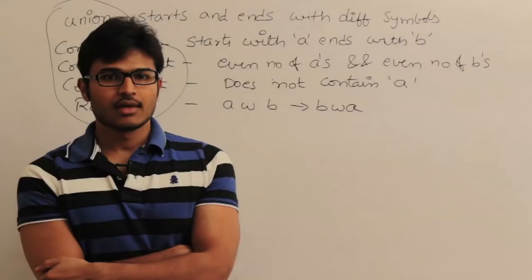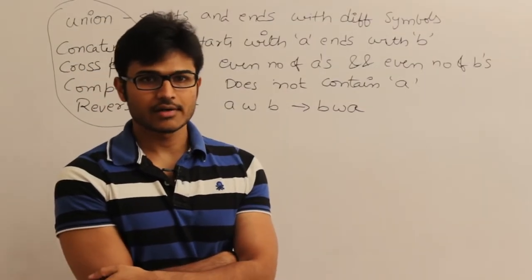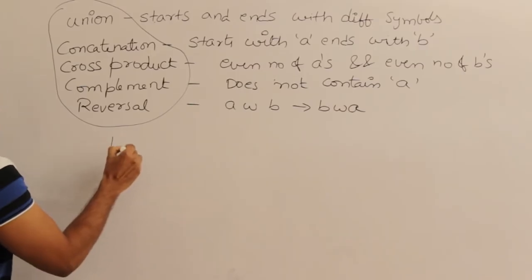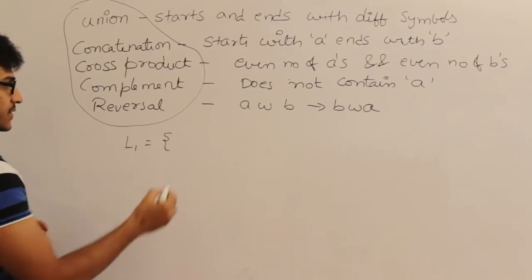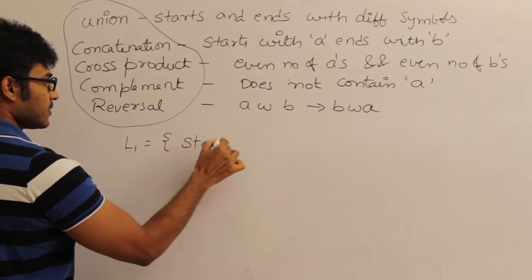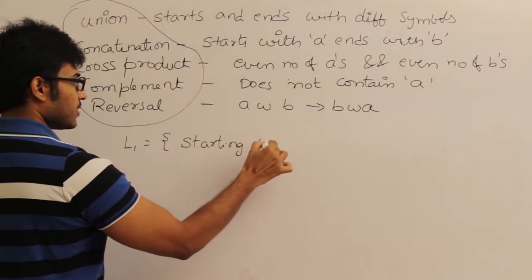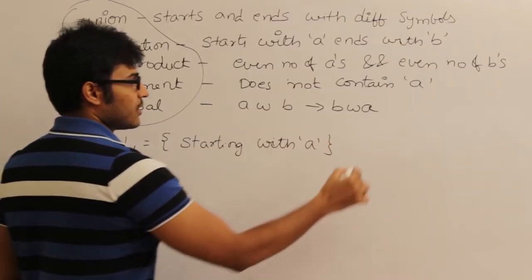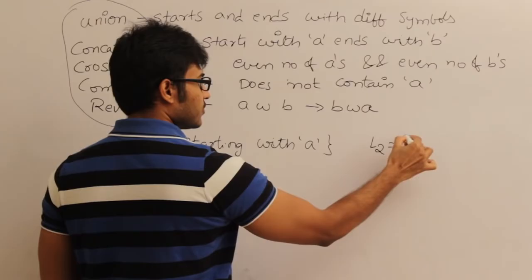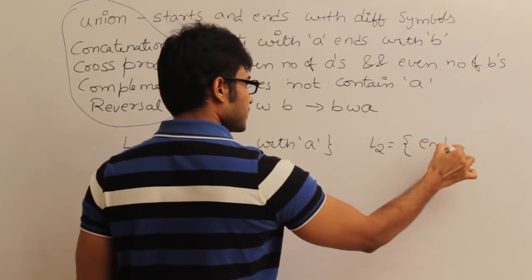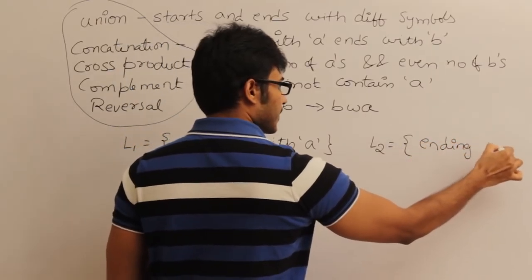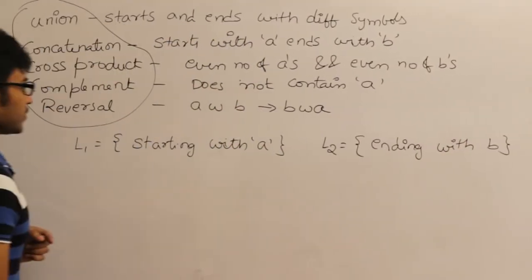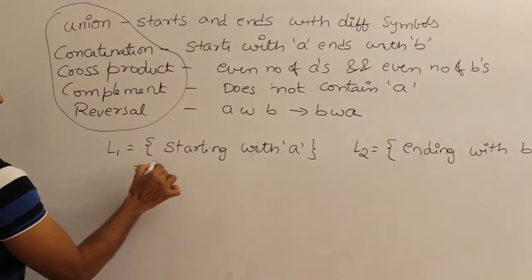Now let's see how to apply concatenation. What is concatenation? Let us assume that one language L1 is there. L1, let us say, contains the set of all strings starting with A, and let us say I have one more language L2 which contains the set of all strings ending with B.